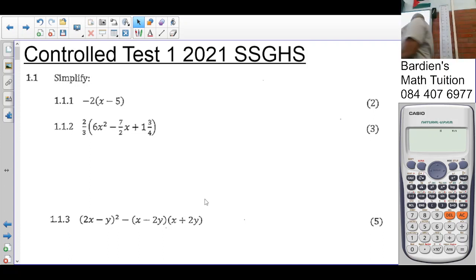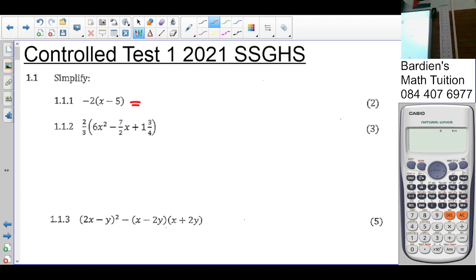Okay. Let's go. So the first question says simplify. This paper was for 2 hours, 100 marks. So what do we do first? If it says simplify, our final answer should contain no brackets. If it says factorize, then our final answer should be one term. So let's multiply this out. What do we get? We get negative 2x plus 10.